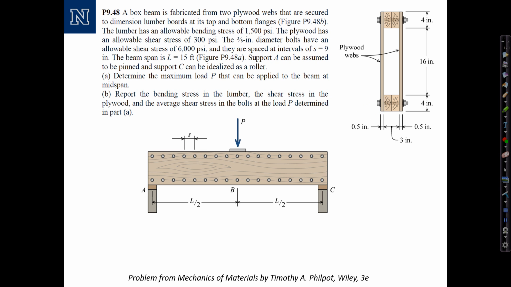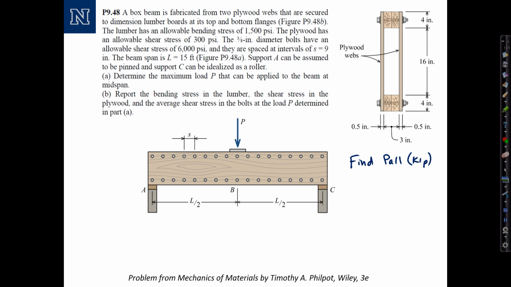Support A is pinned and support C is a roller. So what we're asked to do is determine the maximum load P that can be applied to the beam at midspan. Let's say find P allowable, and it's a point load, presumably in kips. And then we're to report the actual bending stress in the lumber, shear stress in the plywood, and average shear stress in the bolts due to the load that we determined in Part A.